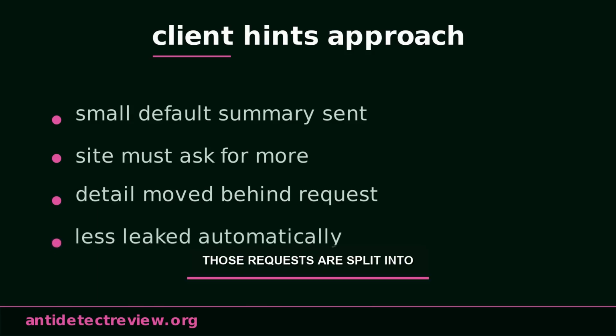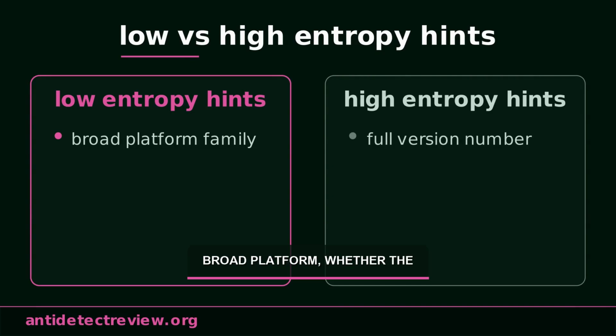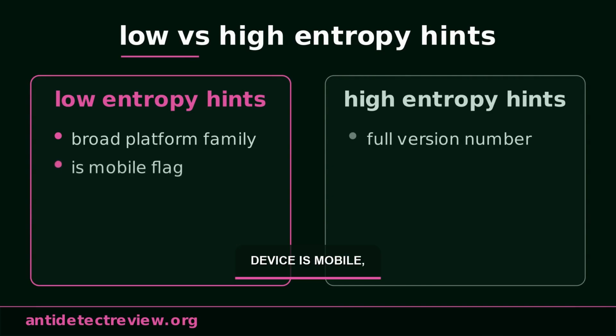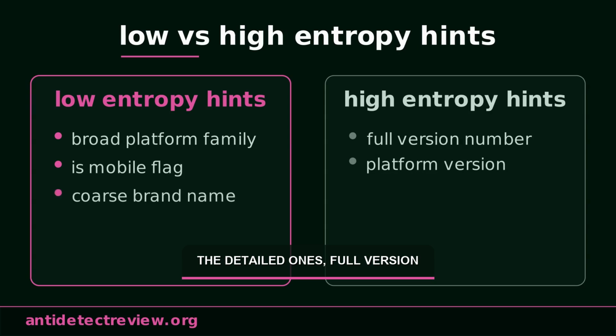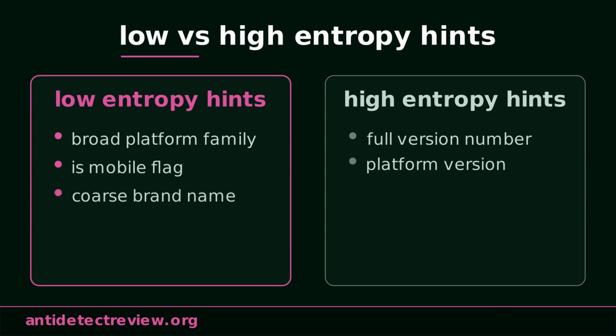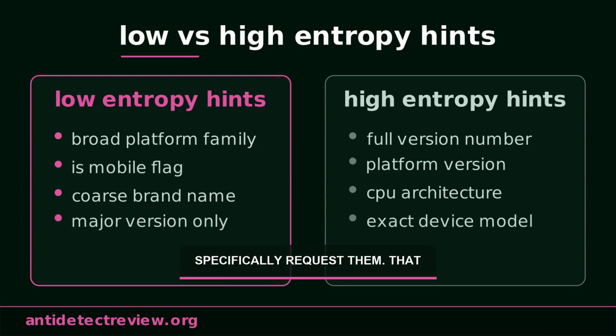Those requests are split into 2 groups, and the split is the whole point. The low entropy hints are the ones considered safe enough to send to everybody because they barely narrow anything down: broad platform, whether the device is mobile, a coarse brand, and major version. The high entropy hints are the detailed ones: full version numbers, the platform version, the processor architecture, the specific model on mobile. Those are the identifying ones, and a site has to specifically request them.